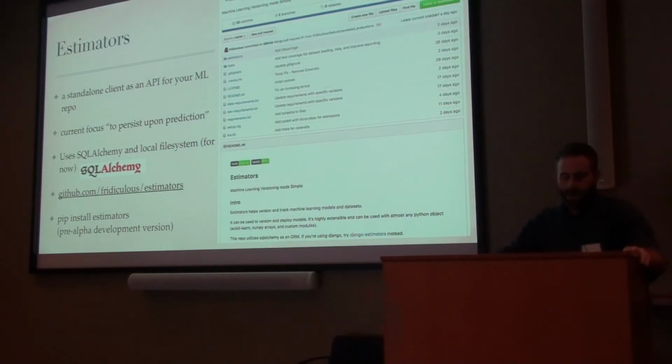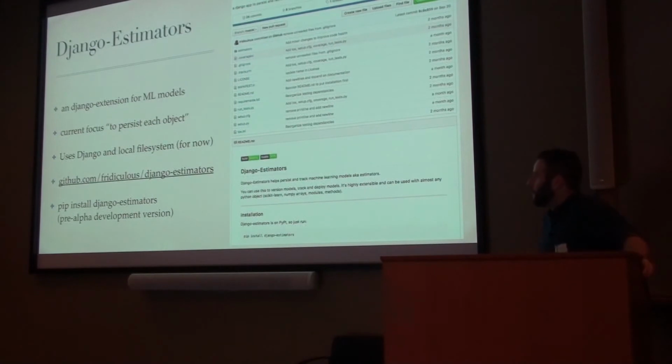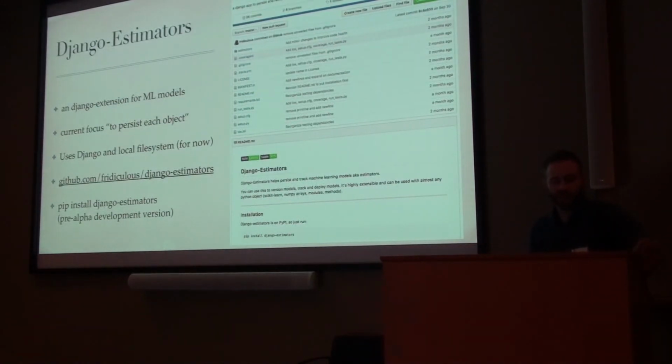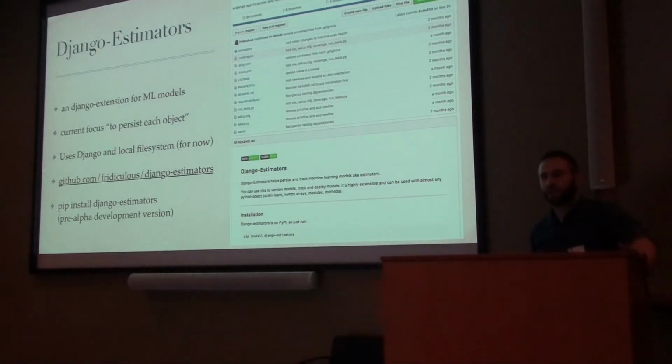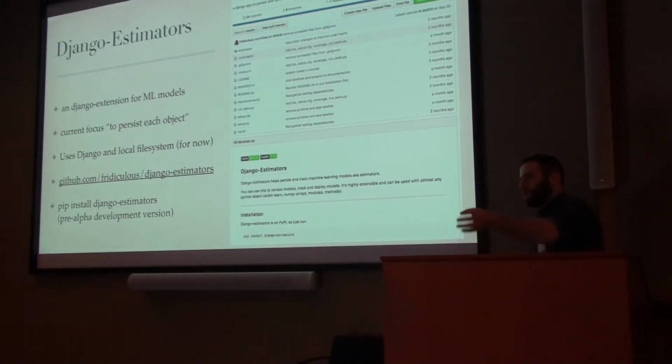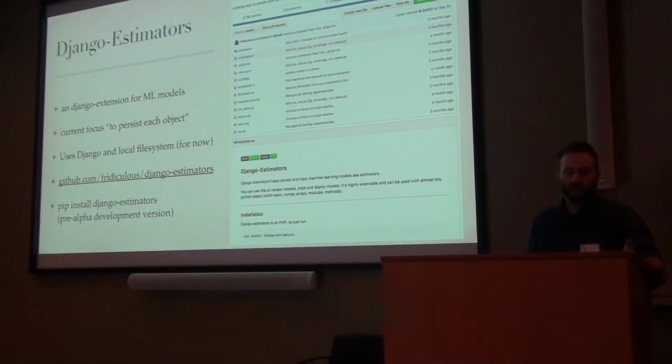And then there's another one I wrote about a month ago, and we started hacking together, and this is essentially a Django extension for ML models. Similar, but in this case you have an active record style where you build a model, you save it. If you get a data set, you save it. You pull your data set whenever you want. And I'll give a demo in a second of Estimators, but in this case you use Django and a local file system. There's the repo, and you can also get it on PyPI.